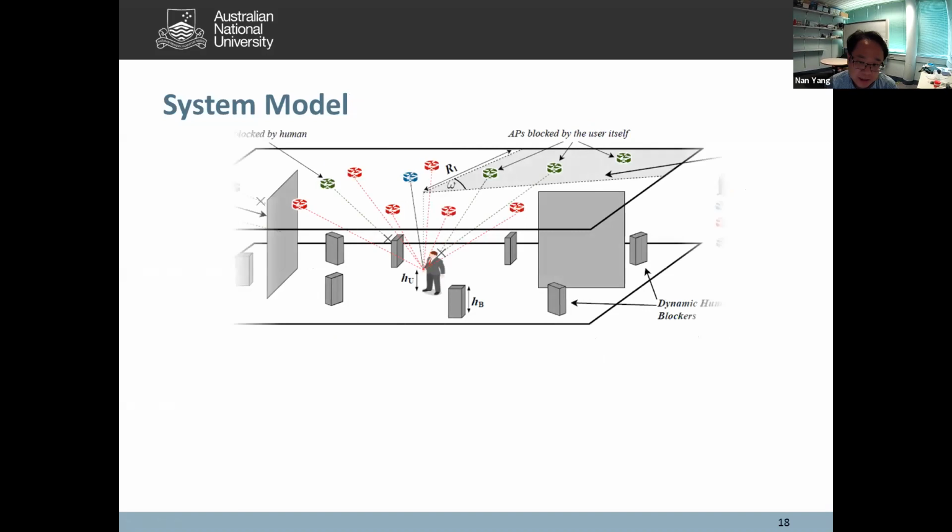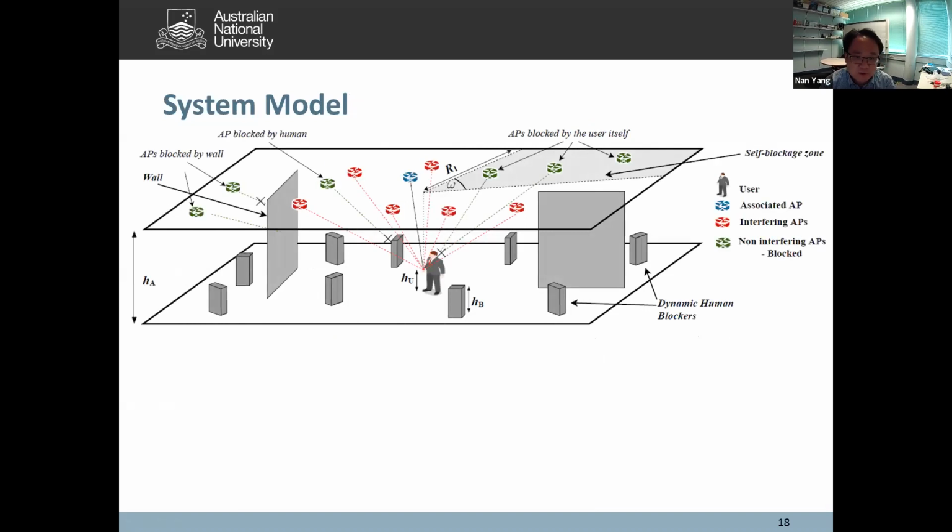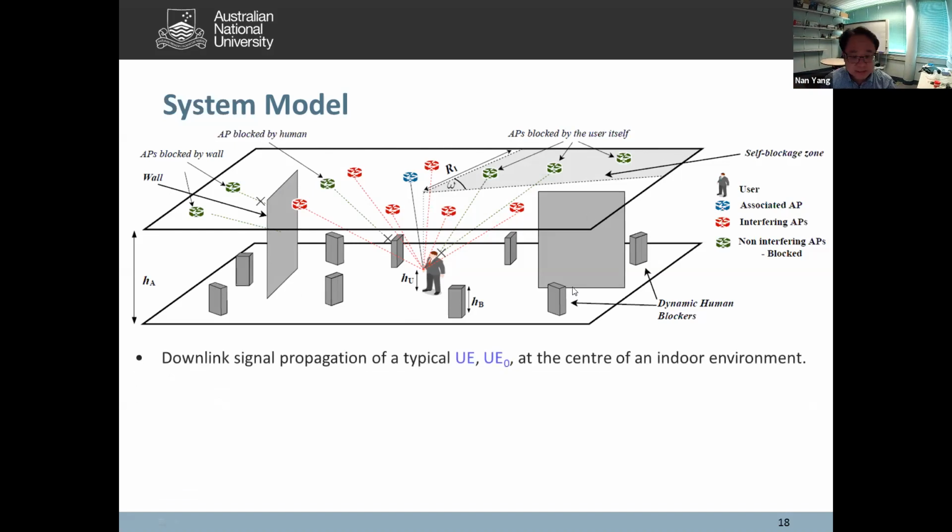And then let's look at the system model that we consider here. So this is our system model. From this figure, you can see we consider a 3D model. There is a user, and we have a lot of APs. They are mounted on the ceiling, and we also have some blockers. So this is the model.